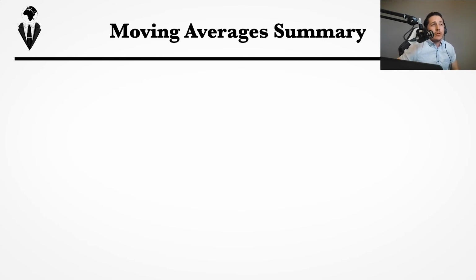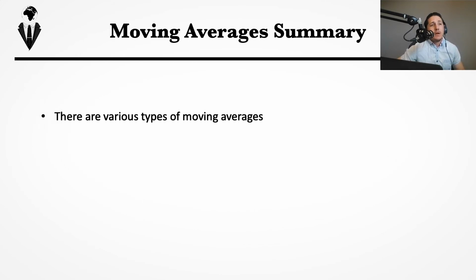We're just going to quickly go over what we talked about today. There are various different types of moving averages: simple moving average, weighted moving average, exponential moving average. There's a Hull moving average, there's a least squares, there's an Arnaud Legoux. There's a whole bunch of different moving averages. We're not going to get into all those. Do your research, play with them a little bit, backtest them, see which one works best for you, and go from there.